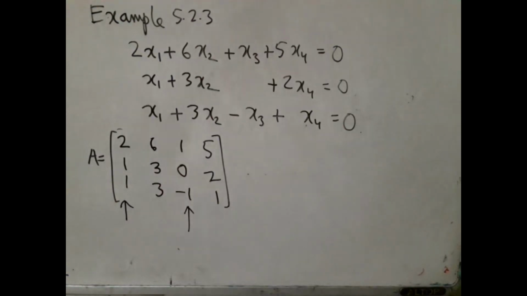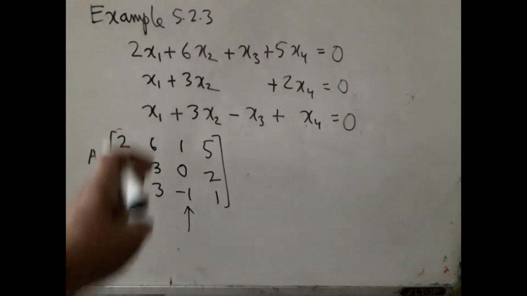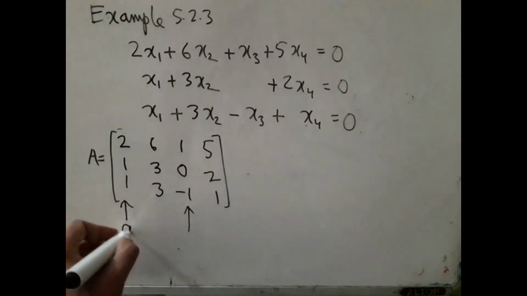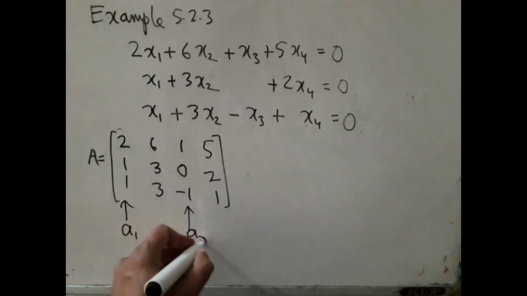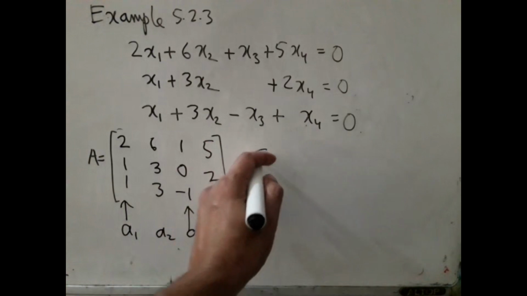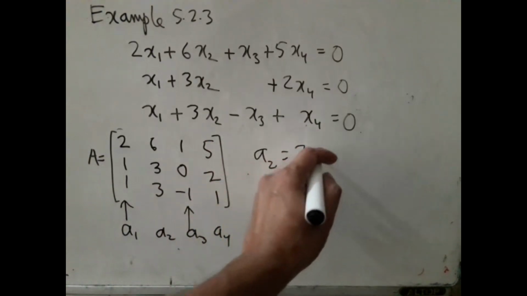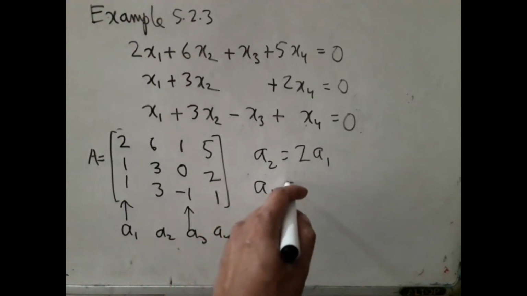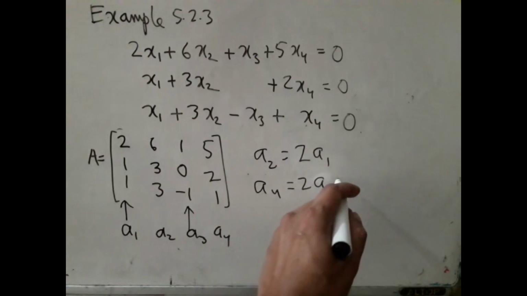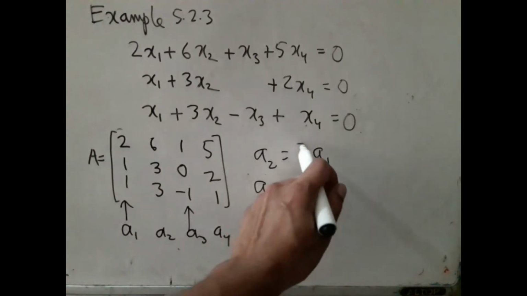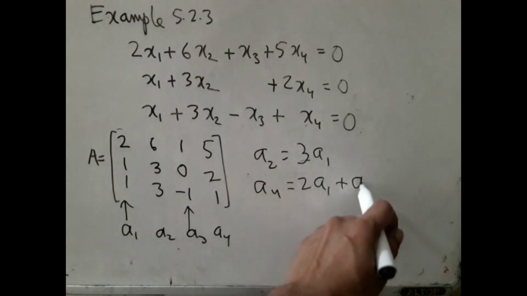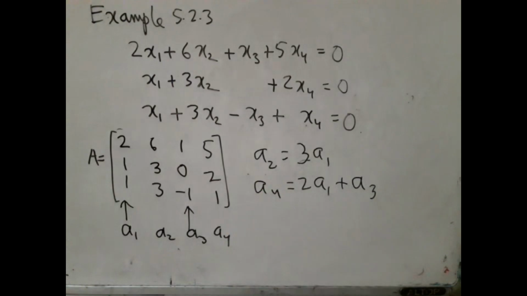Okay, so you can see that the first column, leave it like that, and the second column is twice the first column. So if I call the columns A1, A2, A3 and A4, then A2 is actually twice A1 and A3 is one of the basis things. So A4 is thrice A1 plus A3. So you have this particular relationship.